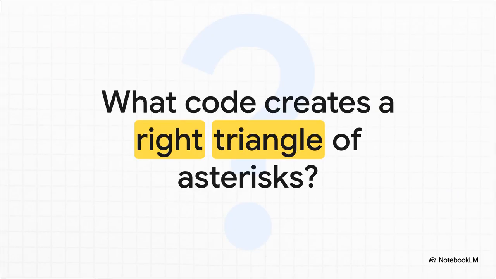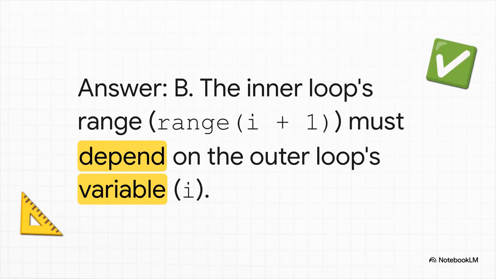And for our final question, this should definitely look familiar. Which one of these code blocks uses that nested loop logic we talked about to properly build a right triangle? And you got it, the answer is B. This goes right back to that key pattern. The number of stars printed by the inner loop is directly controlled by whatever the current row number is from the outer loop. That's exactly how you get that diagonal edge for the triangle.